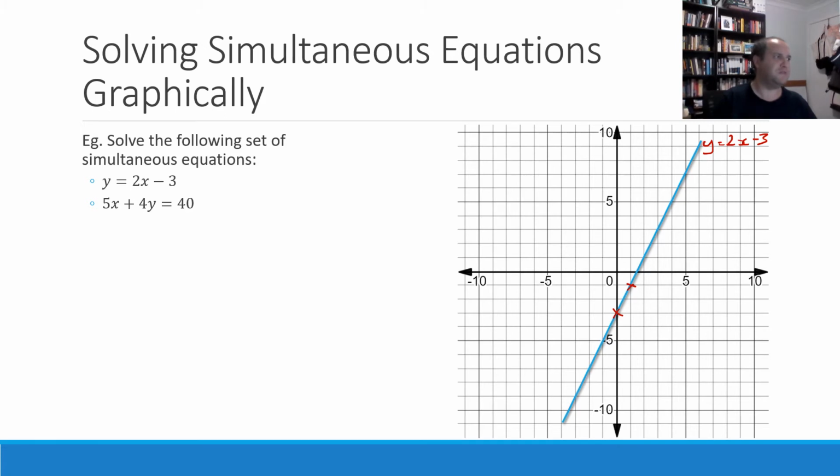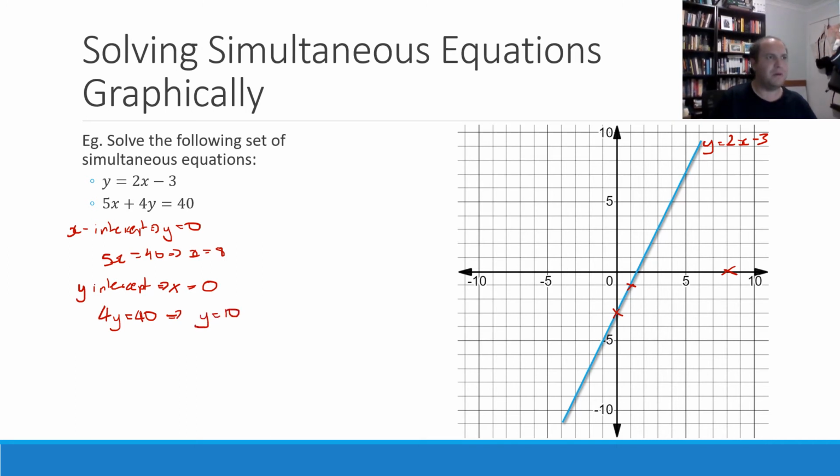Now for 5x plus 4y equals 40, let's just use our intercepts. Our x-intercept we'll find first. If y equals 0, 4y disappears, so it's 5x equals 40, or x equals 8. So there's our x-intercept for our second line. And our y-intercept is when x equals 0. That means 5x will disappear, it'll just be 4y equals 40, and that just means y equals 10. So our y-intercept is up there at 10. Then just drawing a line between those 2 points gives us our line 5x plus 4y equals 40.